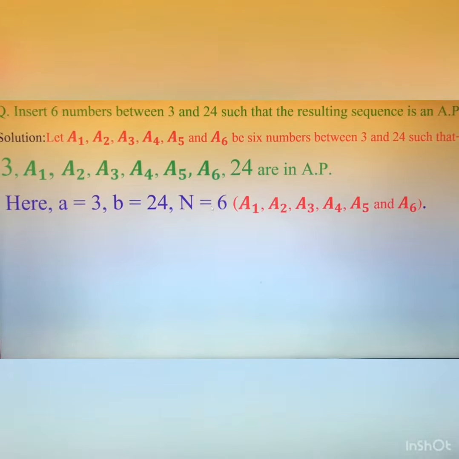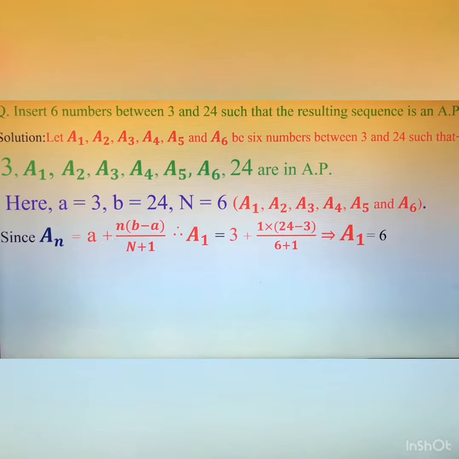Now you are inserting only 6 numbers. So capital N is 6, a equals 3, b equals 24. The total number of terms in this AP is 8, but there is no requirement for 8, because the 2 numbers are already given. You only insert 6 numbers, so you take capital N equal to 6. Now the general formula is an equals a plus n into (b minus a) divided by (N plus 1). You require a1, so you put n equal to 1 here.